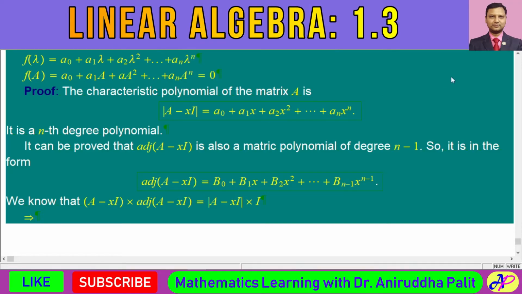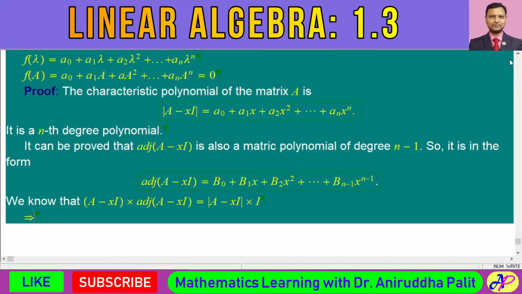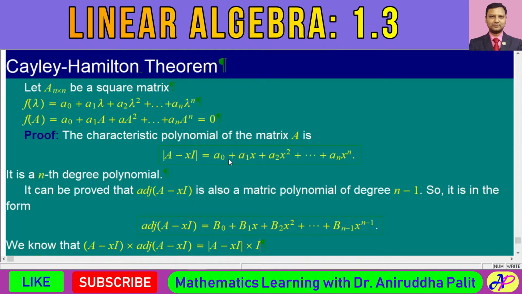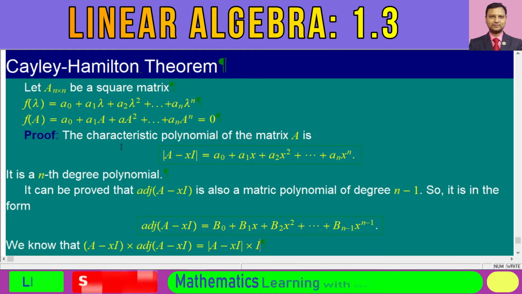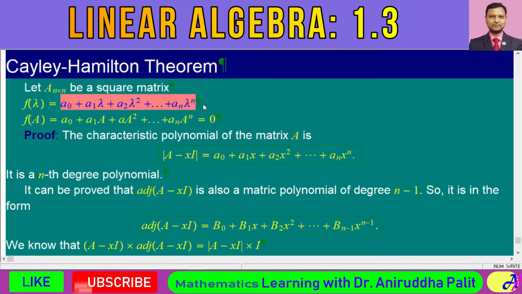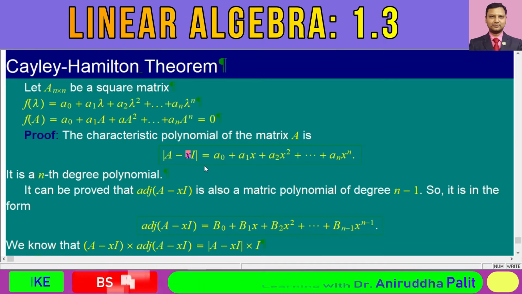Everybody. In the last class, we finished with the statement of the Cayley-Hamilton theorem. The statement says that if capital A is a square matrix and this is its characteristic polynomial, then the characteristic polynomial means this kind of expression where in place of x we have lambda.